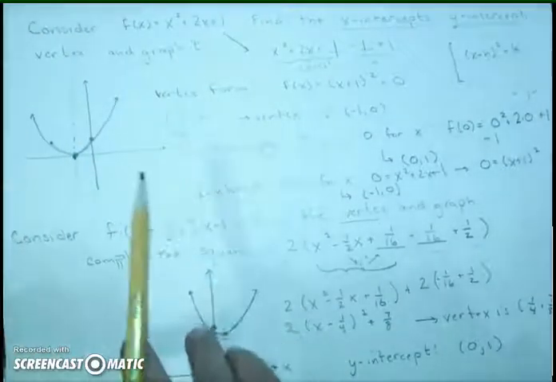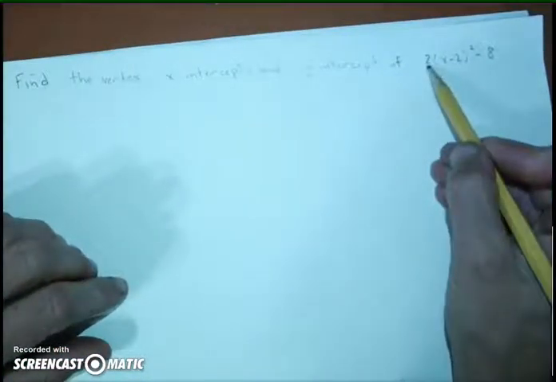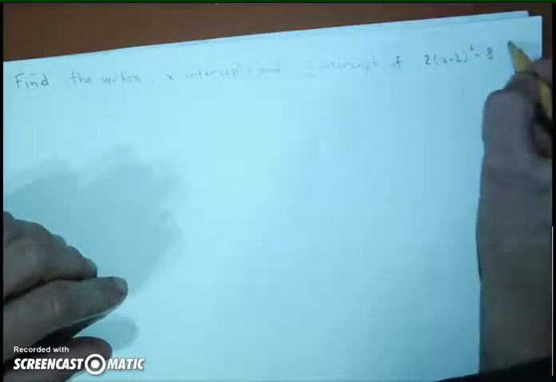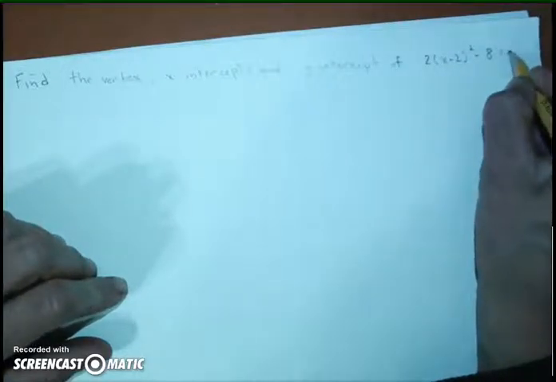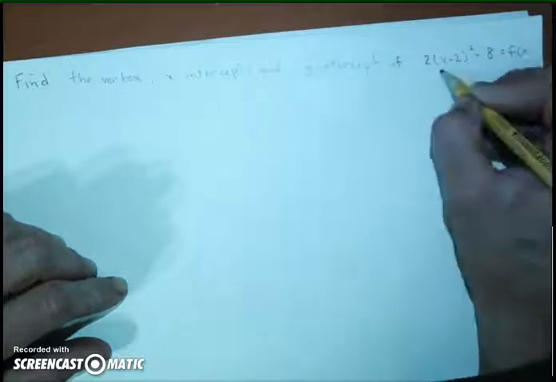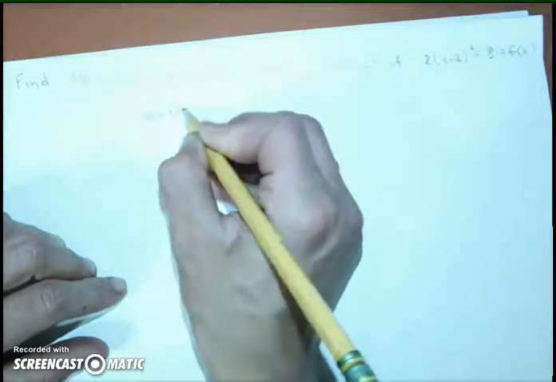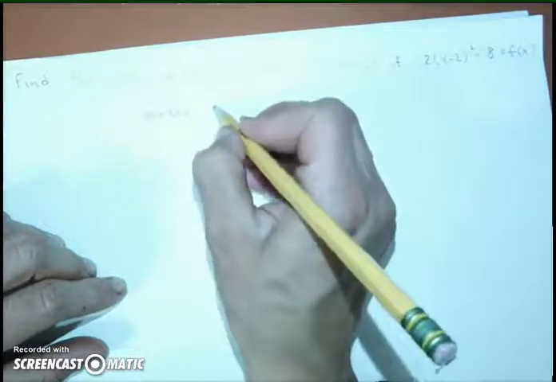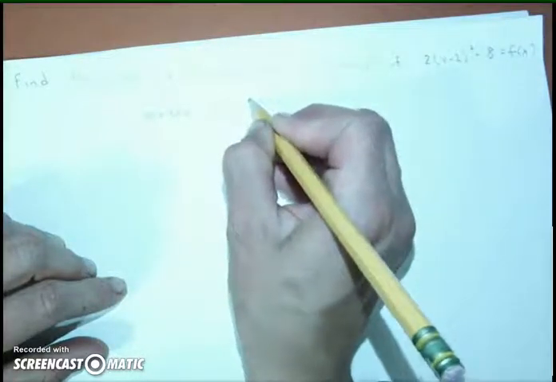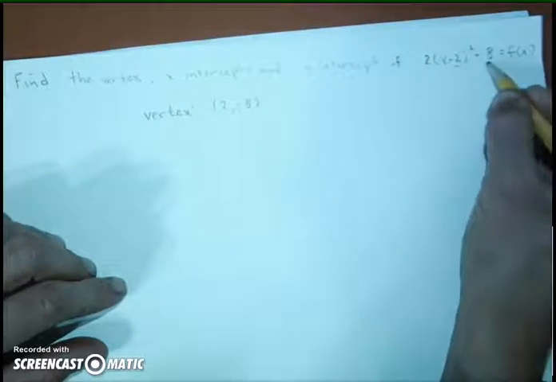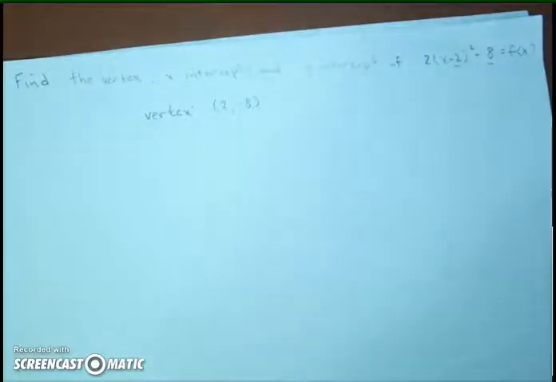All right, one more example in this video. So we want to find the vertex, x-intercept, and y-intercept of 2 times x minus 2 quantity squared minus 8. So this is already in vertex form, which makes our life easy. The vertex is at 2, -8, (h, k). Okay, so that's pretty nice.